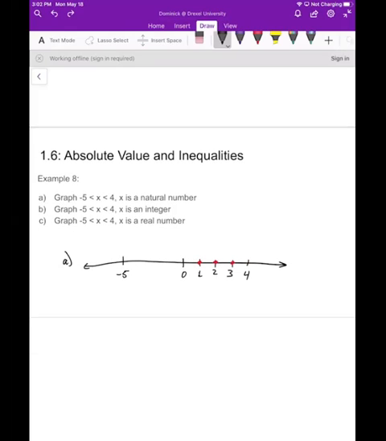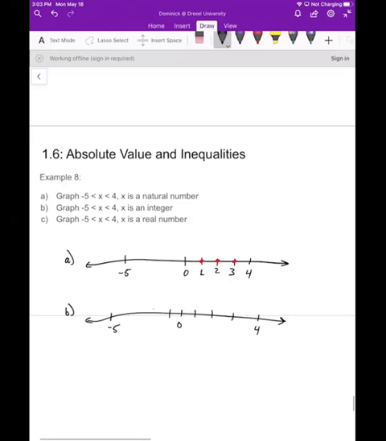Now for part B, we're still between -5 and +4, only now we can use integers. So we have 1, 2, 3, 4, -1, -2, -3, -4. Right, so now in this case, we have all these numbers now.